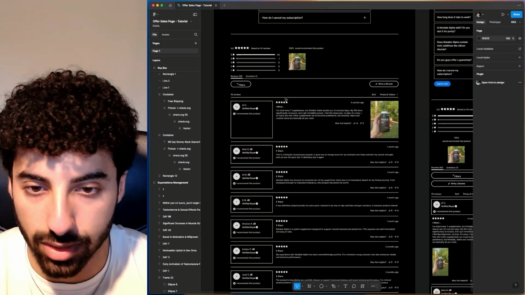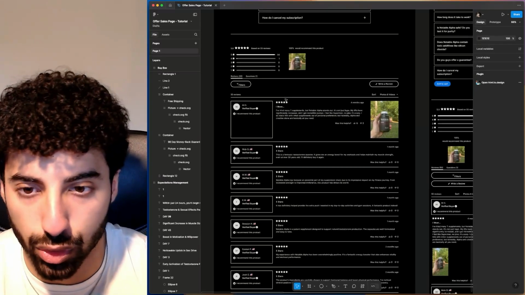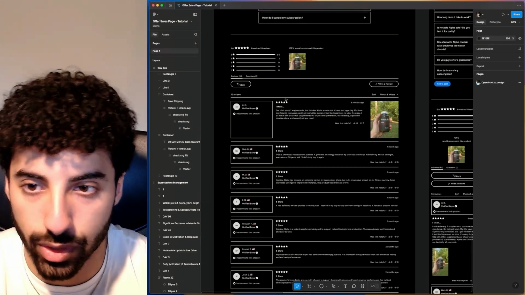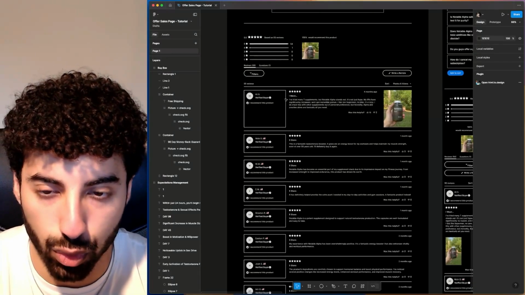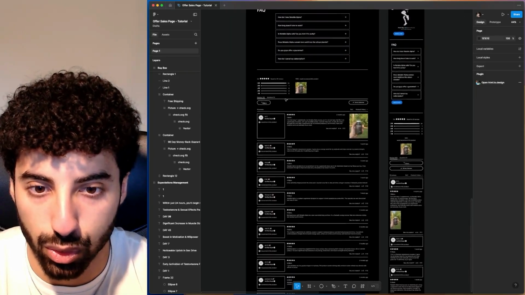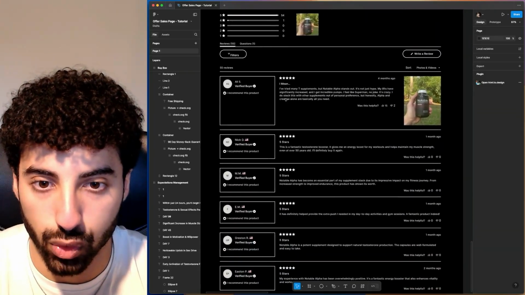Then for the reviews, this is already good enough. Most stores and most brands use review apps and stuff like that to showcase the reviews, so they would use the integration with those to showcase all of the reviews also on the sales page.